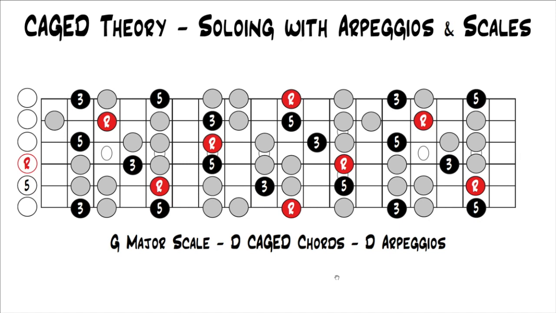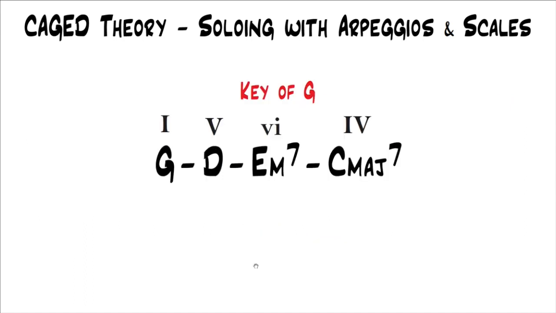So now when you're soloing over that D chord, you can do the same thing. You can visualize these arpeggios along with the CAGED chords, play any of these notes, but then when you land on a note and actually rest on it, land on one of the tones of the arpeggio, because those are going to be your strongest tones. Then the same thing for the next two chords.